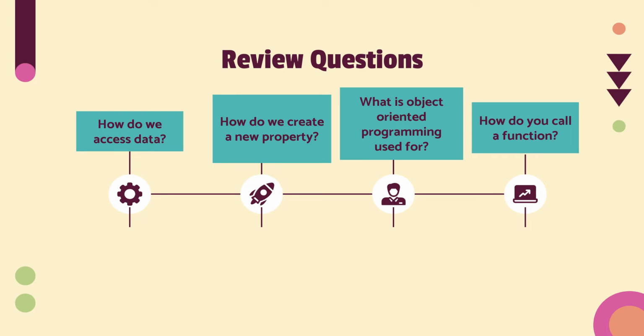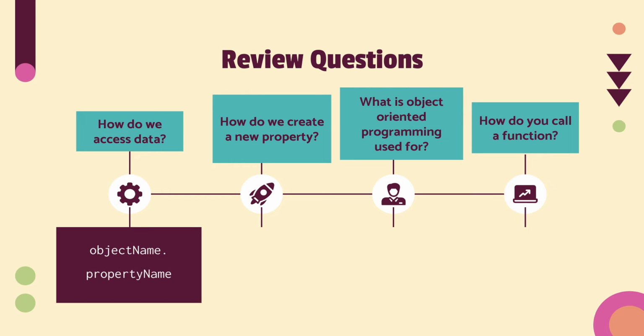So some review questions before we start learning to get our brains working. The first question is, how do we access data from an object? So pause the video and try and remember how you access data from an object. Okay, so the way you access data from an object is you say object name dot property name.